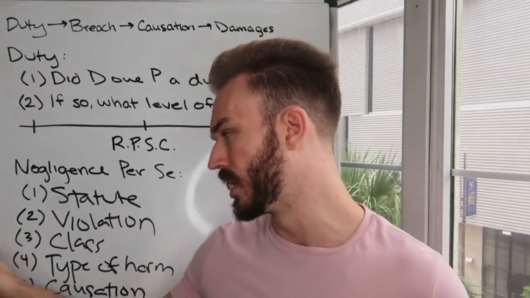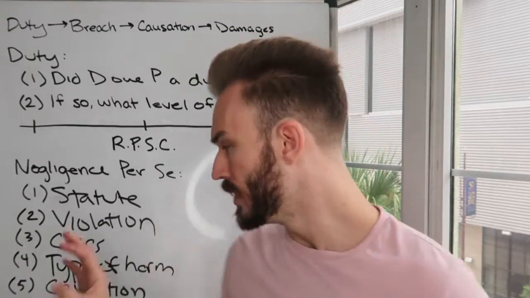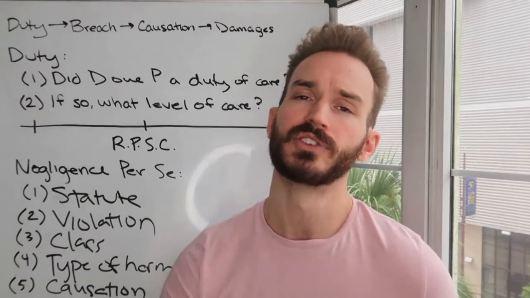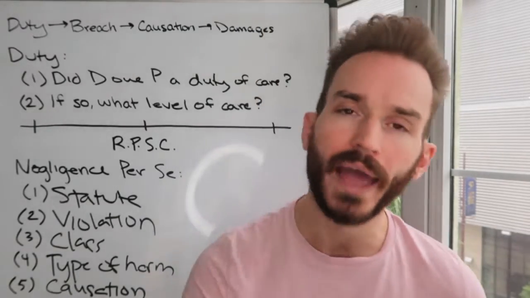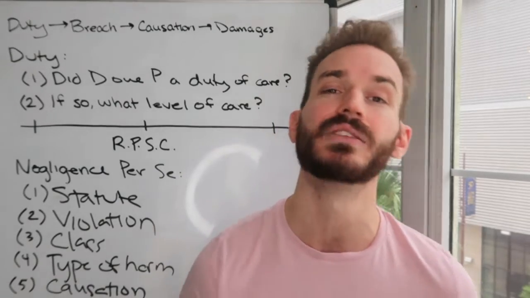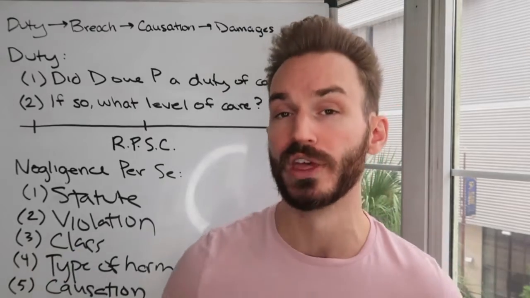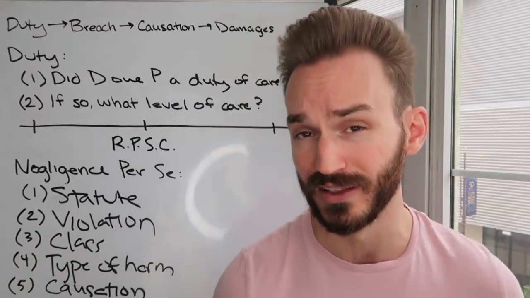Where it can get a little bit trickier is going to be these last 3 elements, 3, 4, and 5. So what 3 and 4, class and type of harm, are really asking you to do is look at the legislative intent of the statute. Why did the legislator create this statute? What group of people were they trying to protect? And what type of harm were they trying to protect against?